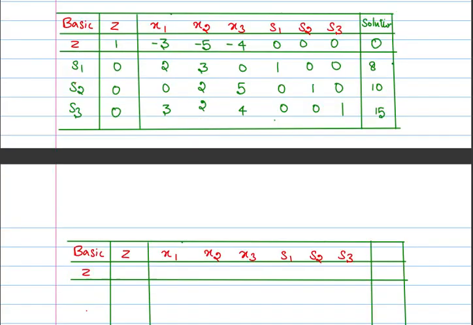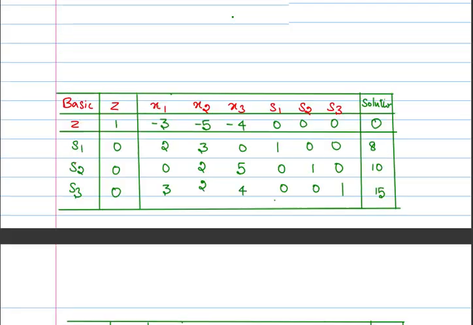Fine. This is a solution column. Next, the second step: I require any one of the variables X1, X2, X3 to become a basic variable. So how can I choose? I can choose X1, X2, or X3, so three possibilities will be there.